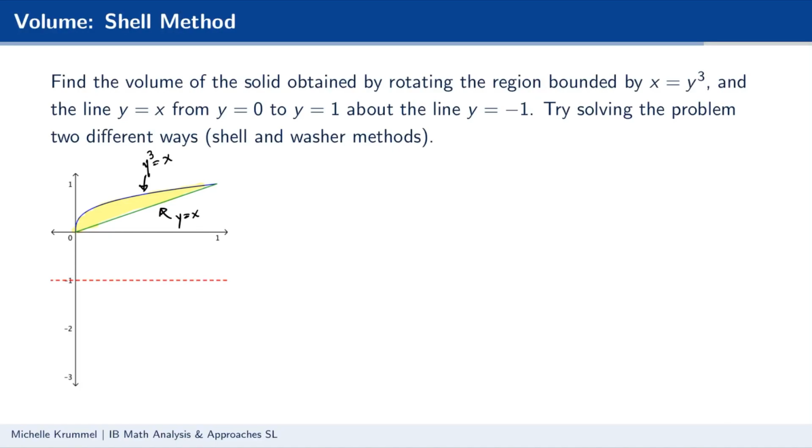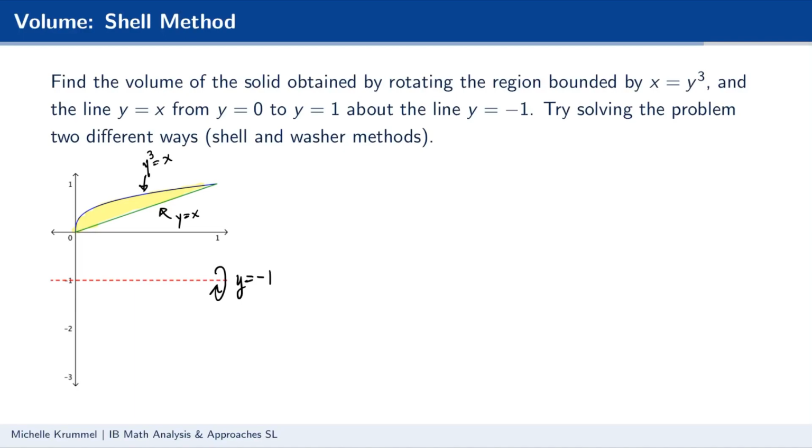And we want to rotate this region about the line y equals -1. So here's our axis of rotation at y equals -1. Try solving the problem 2 different ways. So here we can do shell method, and then we will do washer method. We won't be able to use disk method on this one.